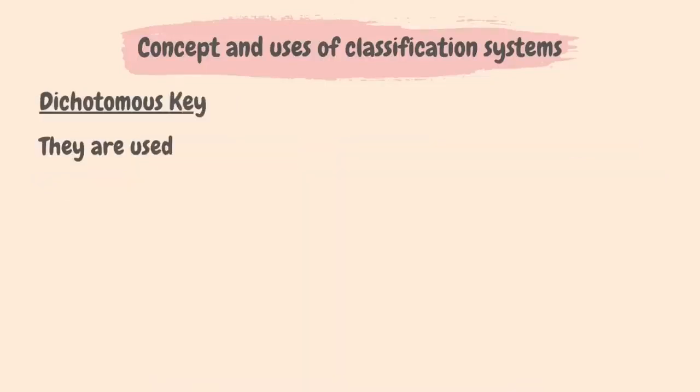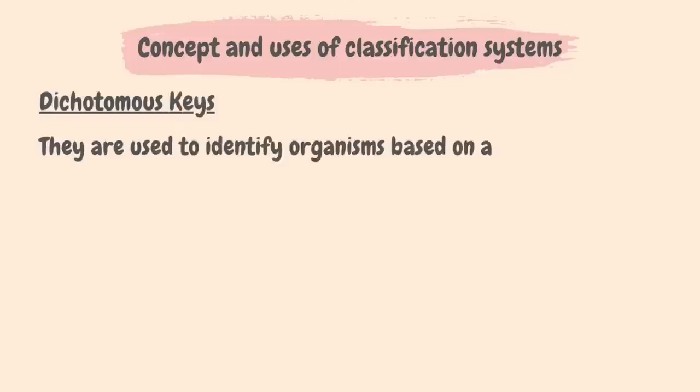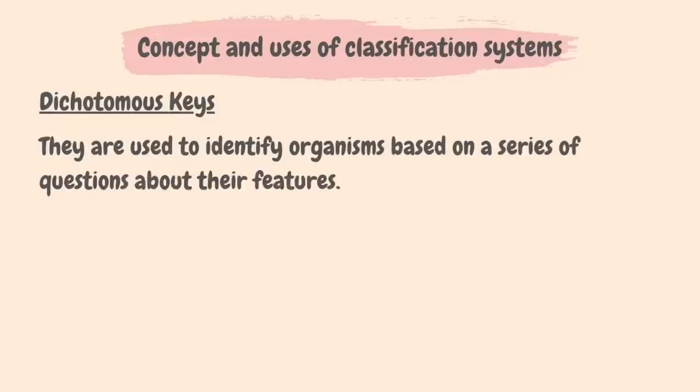Dichotomous keys are used to identify organisms based on a series of questions about their features. Dichotomous means branching into 2, and it helps you identify the name of an organism by giving 2 descriptions at a time and asking you to choose. Each choice leads you on to another 2 descriptions until you end up with the name of the organism.